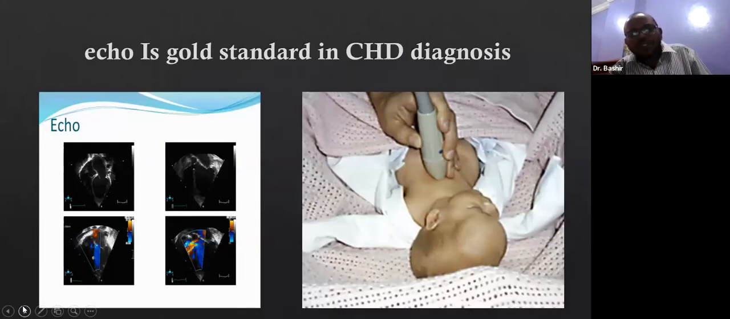Echo is the gold standard in congenital heart disease diagnosis. When you refer to a pediatric cardiologist and they do an echo, you will find what the lesion is, like this one. This is a VSD, and the area showing the left side is dilated.